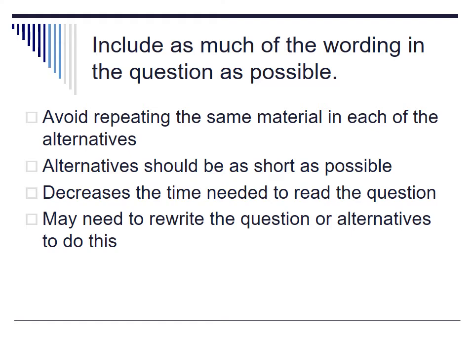You want to include as much of the wording in the question as possible. So you want to make the answers as short as you can while still retaining what you're testing for. Avoid repeating the same material in each of the alternatives. So if you notice that your actual alternatives, your answers, all have 2 or 3 words at the start, those should have been in the question. Alternatives should always be as short as possible. Decrease the time needed to read the question. May need to rewrite questions and alternatives to do this.